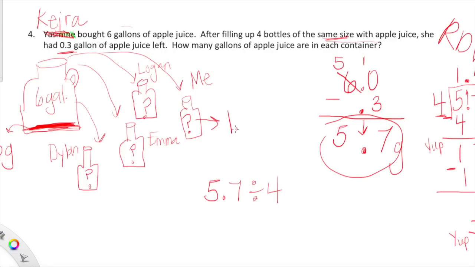Miss C, I am the proud owner of 1.425 gallons of apple juice. And Logan also has 1.425 gallons of apple juice. Same with Emma and Dylan, and they are so happy. Thank you, Kira, for sharing with us.